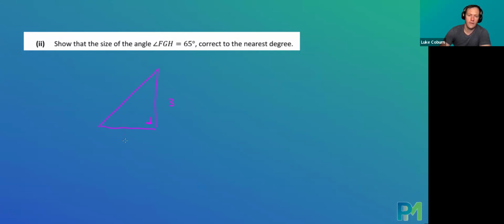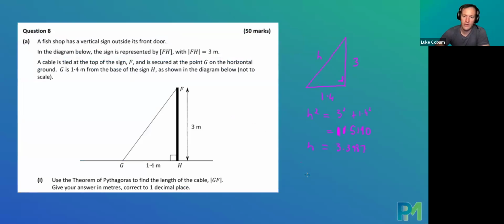So that's 3. This is 1.4. This is 3.3987. Oh, I just lost a mark. Here, back here, H is equal to 3.3 meters. Why? Because they said correct to the nearest... Answer in meters, correct to 1 decimal place. So if we left it at that, you lose a mark, you get 9 marks out of 10. Here, now you get the full marks.